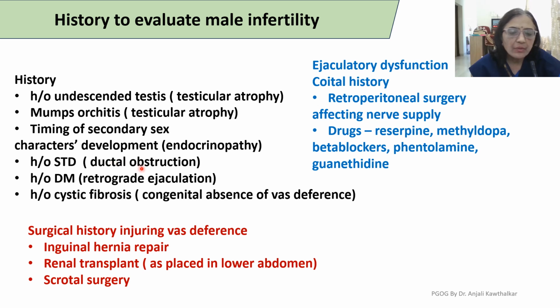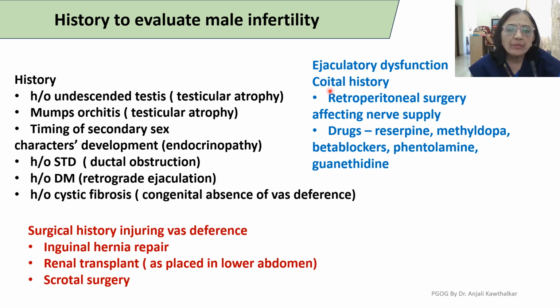History of sexually transmitted diseases, because it will point to a possibility of a ductal obstruction, that is the obstruction of vas deferens. History of diabetes mellitus, because in diabetes there is a weakening at the level of the urethrovesical junction, and that leads to the greater possibility of having retrograde ejaculation. Then history of cystic fibrosis, as cystic fibrosis is associated with congenital bilateral absence of vas deferens.